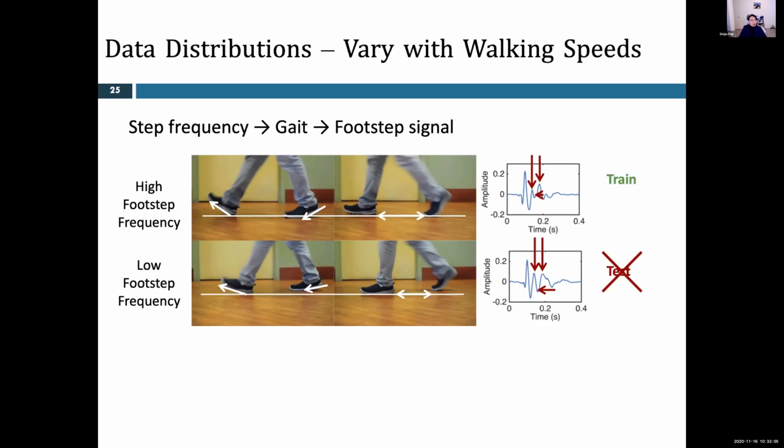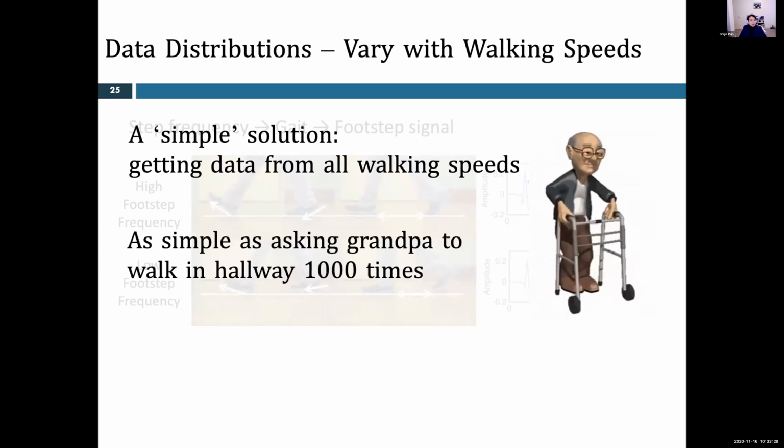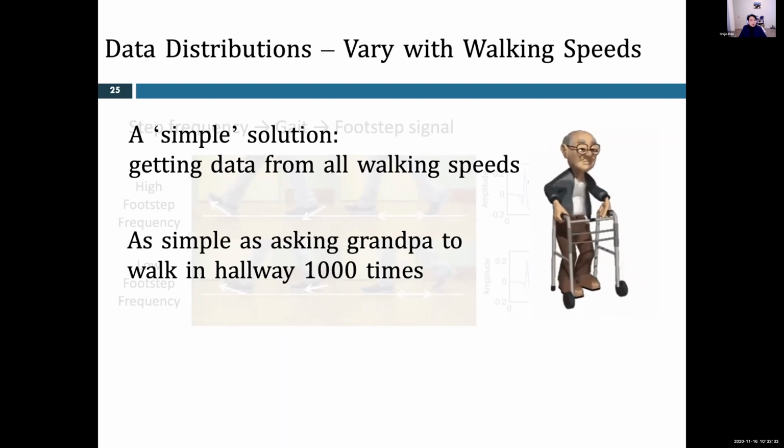So still, we always start with simple solutions. A very simple solution is, let's just gather data from all walking speeds, all the different footstep frequencies. If you get that, you'll get back to the 98% accuracy. But this simple solution is as simple as asking your grandpa to walk in the hallway 1,000 times, at different speeds, in different shoes, or using different walkers. That will be too much.